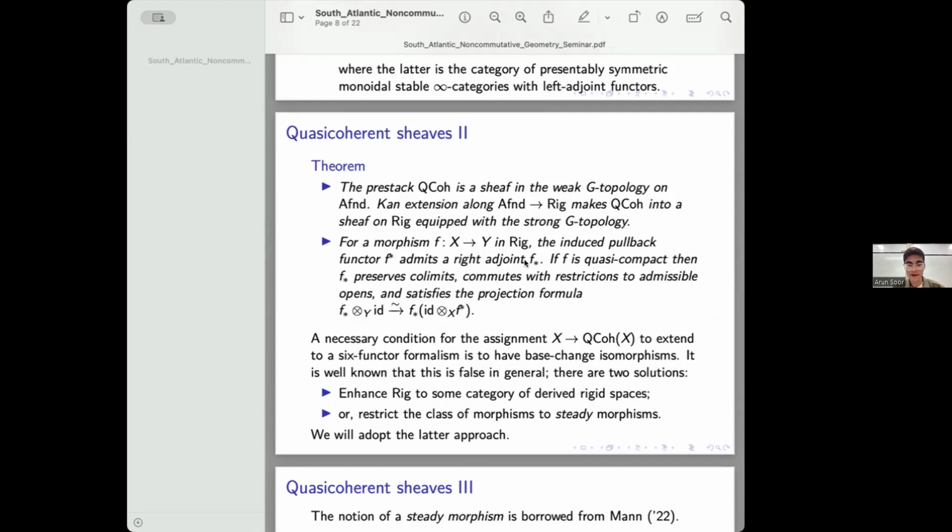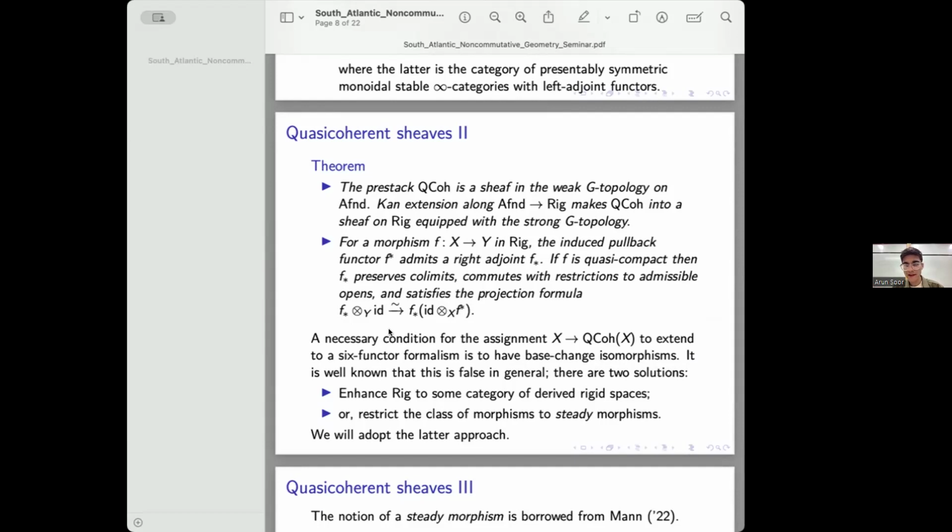So if F is quasi-compact, then F lower star is co-limit preserving. The example you should have in your head is that F is a map between affinoid rigid spaces, and then F lower star is just the forgetful functor at the level of modules, so therefore it preserves co-limits. It commutes with restriction to admissible opens, and it also satisfies this projection formula if F is quasi-compact, right? So there are a few basic properties which we have to establish.